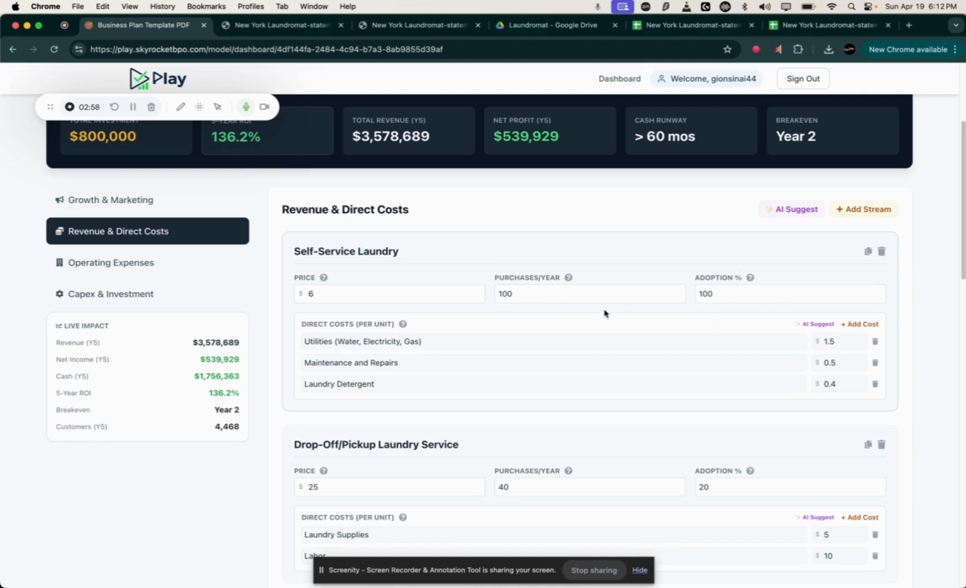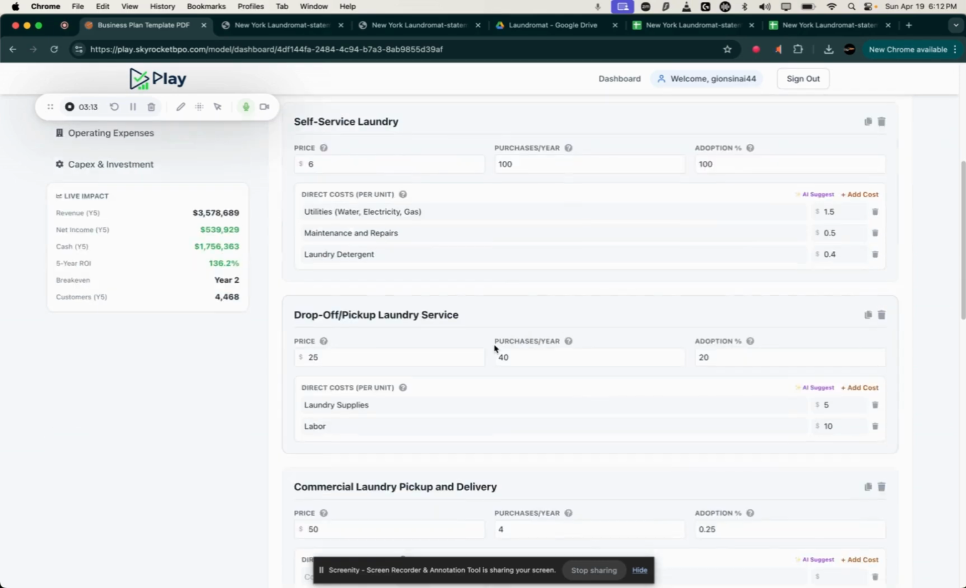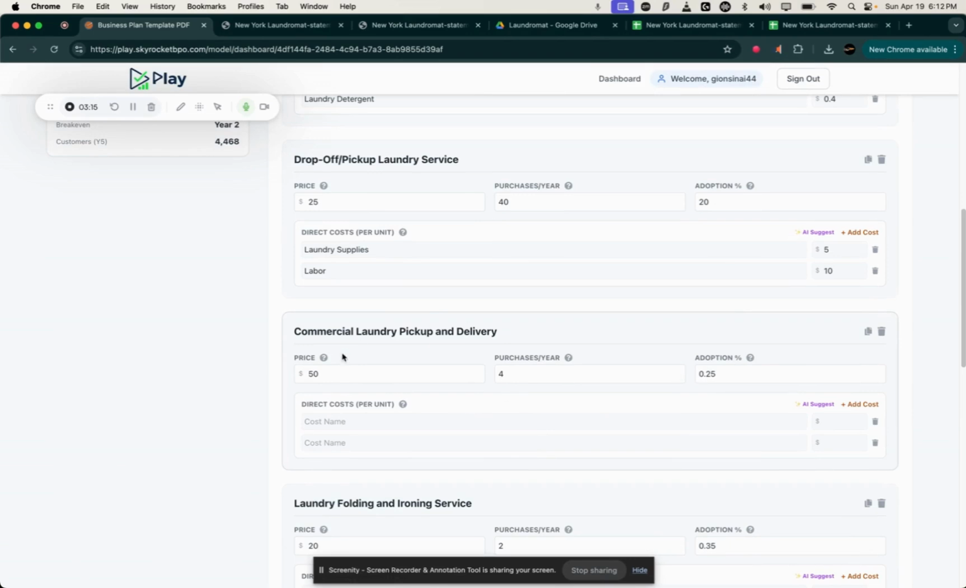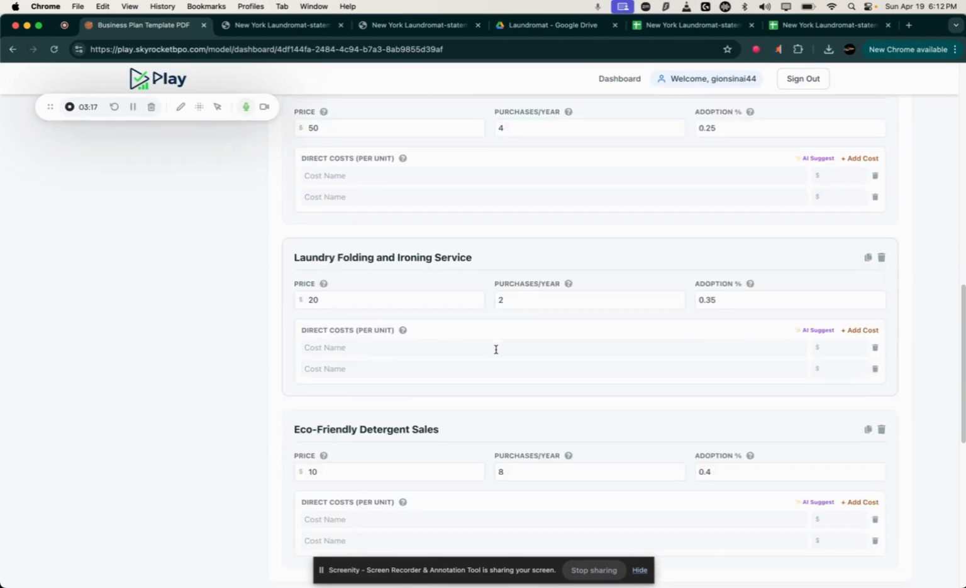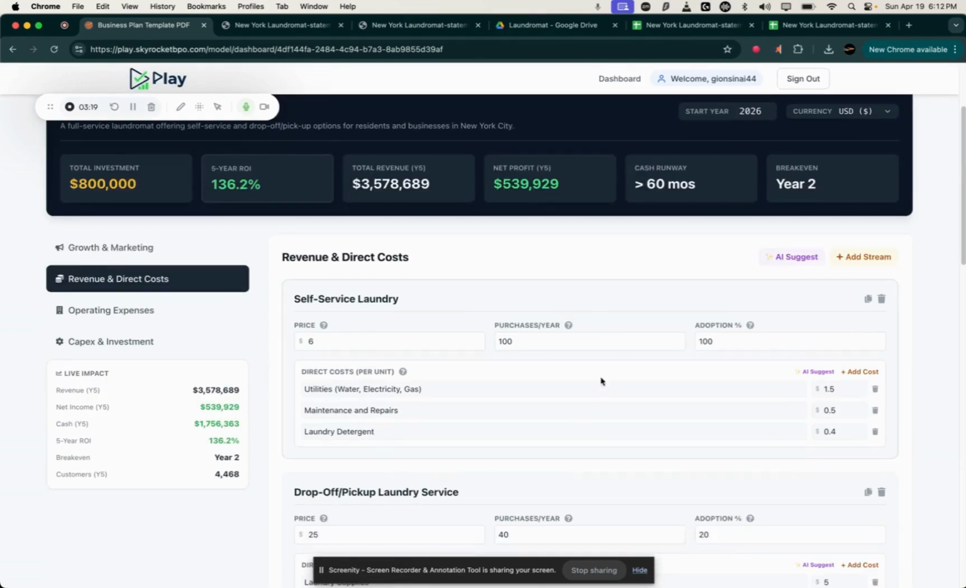So now what's adoption percentage? Out of the 50 customers, what percentage of them takes this service? Because let's say you have three different products. Every product will not be used by everyone. So let's say 20% might be using the drying facility, 20% might be using the folding facility, 100% might be using the self service laundry facility. Based on that, we have this adoption percentage.